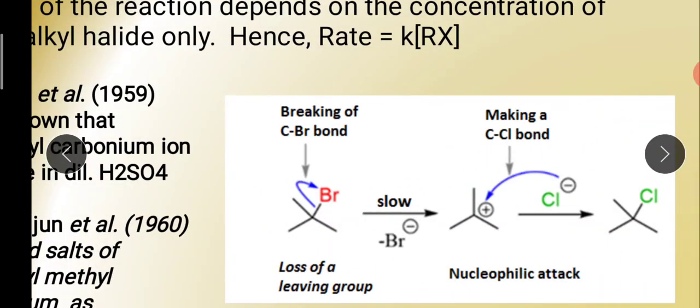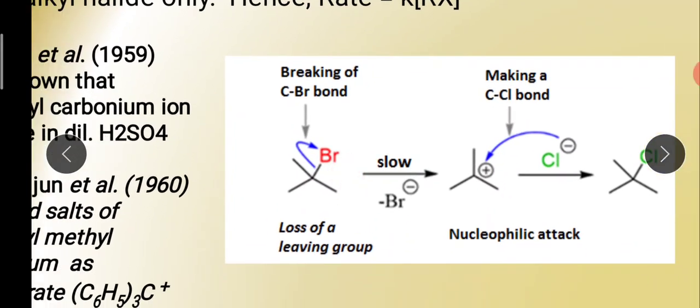So you see over here what happens. This is a tertiary butyl bromide. So the starting material is your tertiary butyl bromide. Here the leaving group is again bromide, and the nucleophile is your Cl minus, chloride. This is a chloride ion.